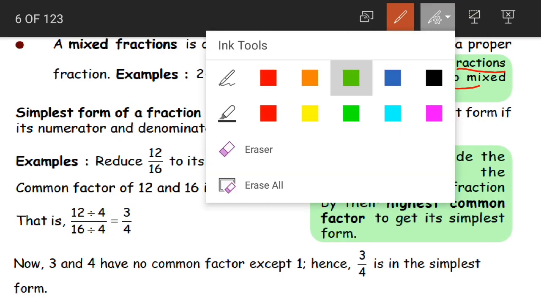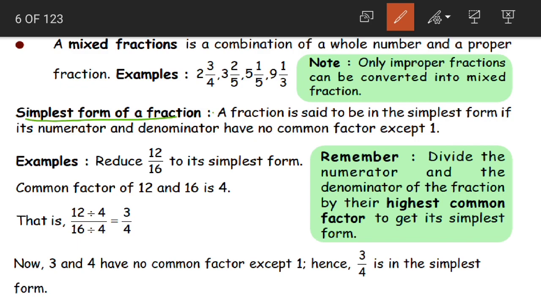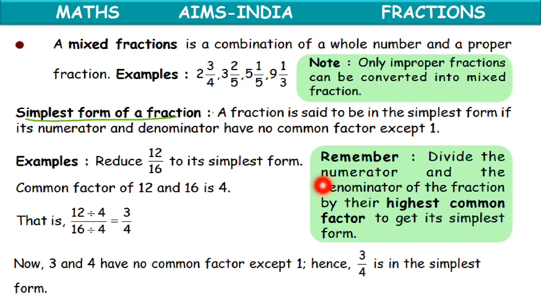Okay. Next, simplest form of a fraction. A fraction is said to be in its simplest form if its numerator and denominator have no common factor except 1. Okay, what are they saying? A fraction is said to be in the simplest form if its numerator and denominator have no common factors except 1.